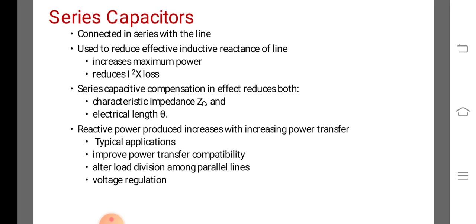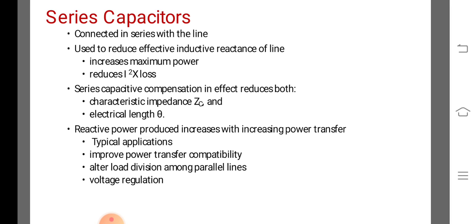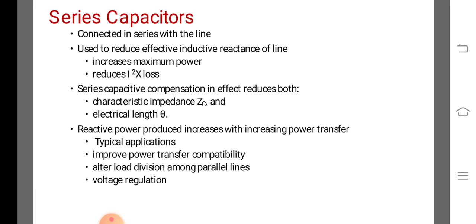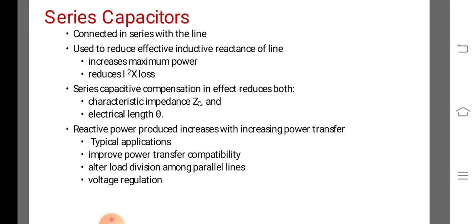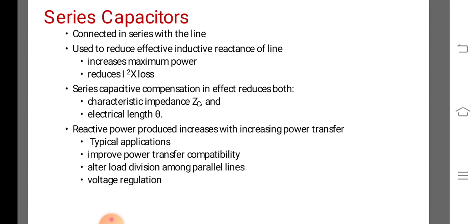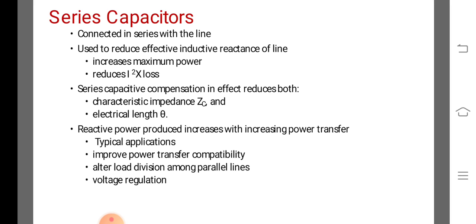Next, series capacitors are connected in series with the line. When capacitors are connected one after another, they are said to be in series. The total capacitance can be found by adding the reciprocals of the individual capacitances and taking the reciprocal of the sum. This increases maximum power and reduces I square X loss.